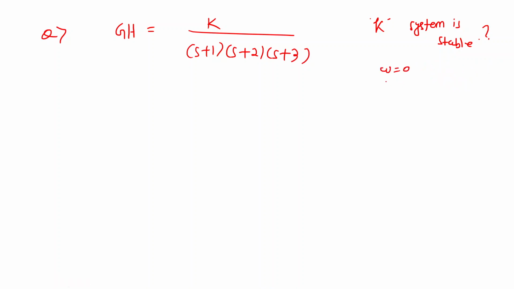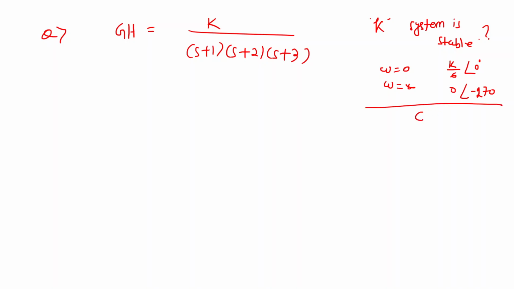At omega equal to 0 and omega equal to infinity, I have already solved this question, 1 by s plus 1, 1 by s plus 2, 1 by s plus 3. At omega equal to 0, what is the magnitude? Not 1 by 6, it's K by 6 now. What is the angle? 0 degrees. At infinity, 1 by infinity is 0, and 3 poles are there, so the angle is minus 270.